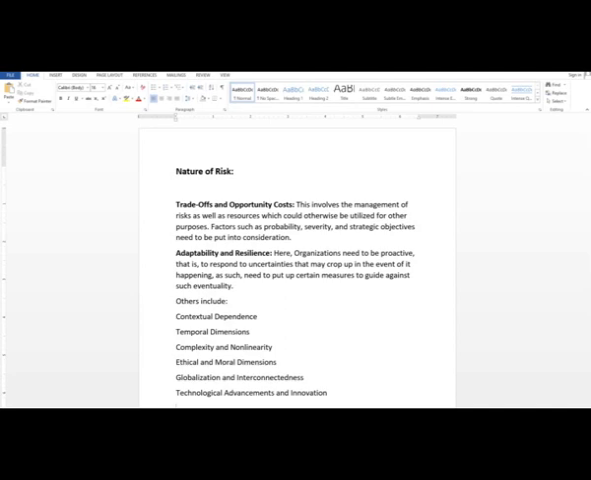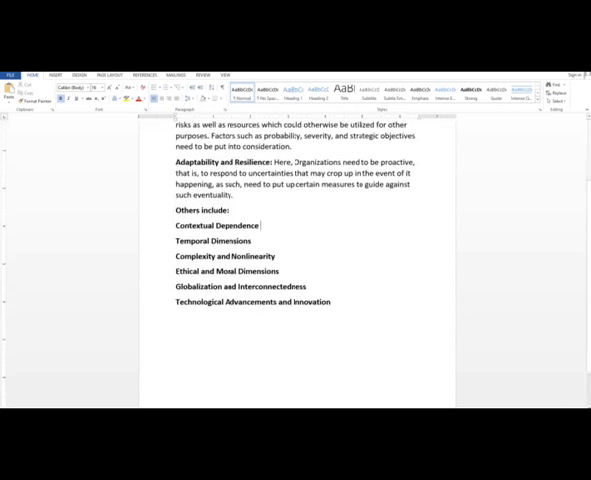Still on globalization and interconnectedness. Managing global risk necessitates collaborative efforts among government organizations and stakeholders to enhance resilience and promote sustainable development. Interconnectedness amplifies the potential for climatic shocks and requires international cooperation and coordination to address shared risks effectively.